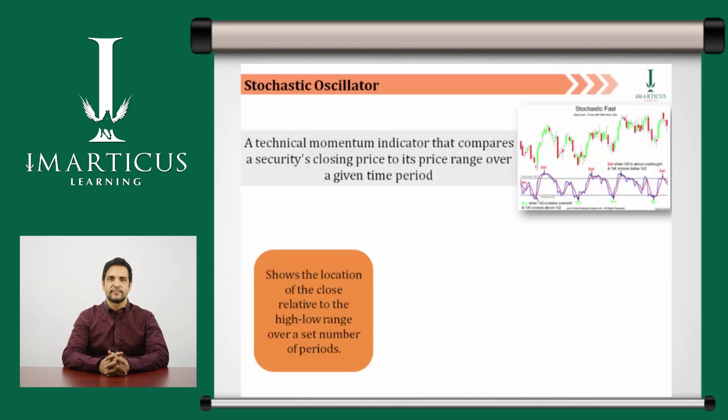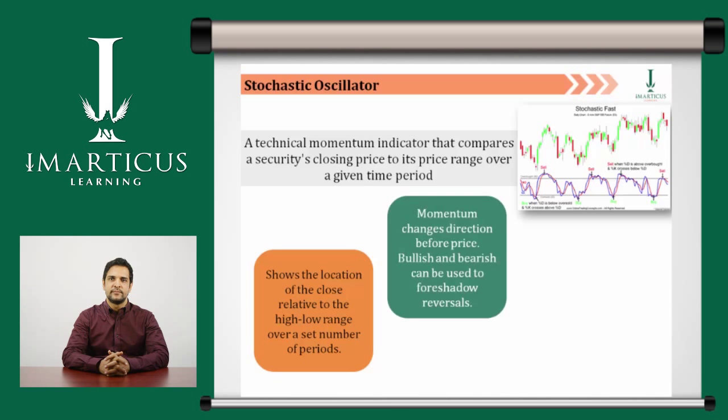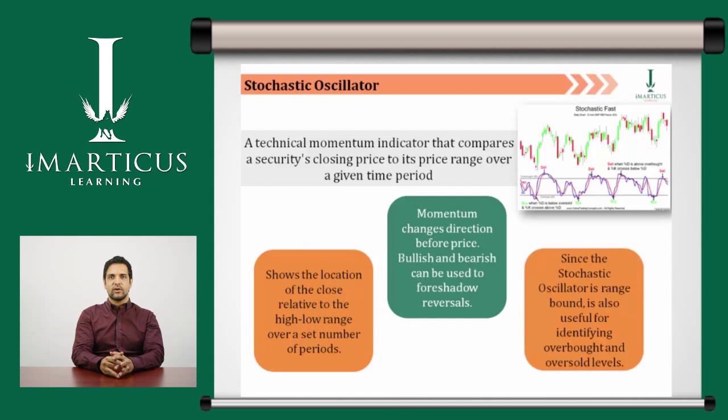As a rule, the momentum changes direction before the price. As such, bullish and bearish divergences in a stochastic oscillator can be used to foreshadow reversals. Since the stochastic oscillator is range bound, it is also useful for identifying overbought and oversold levels.